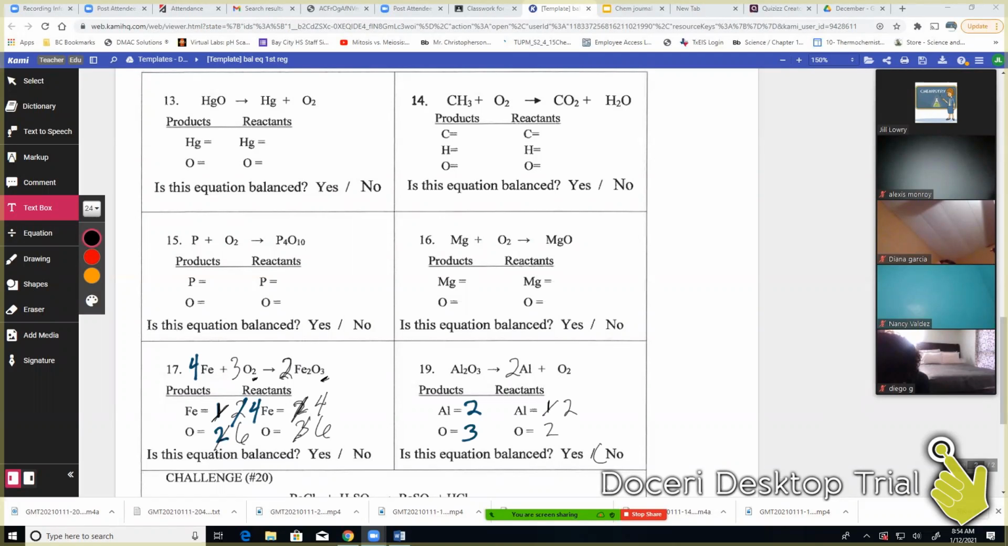So what am I going to need on my oxygen? How many do I have to try to get on each side? 4. I got that 3 and that 2 again. So how many will I have? 6. So this is the easy one. I'm going to do it.